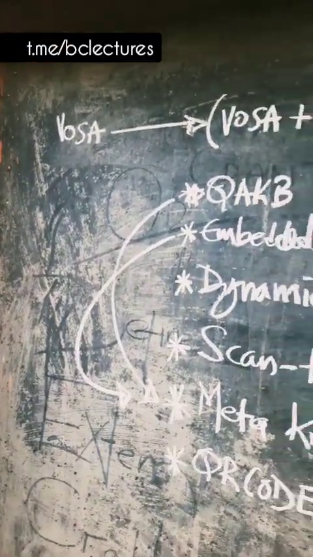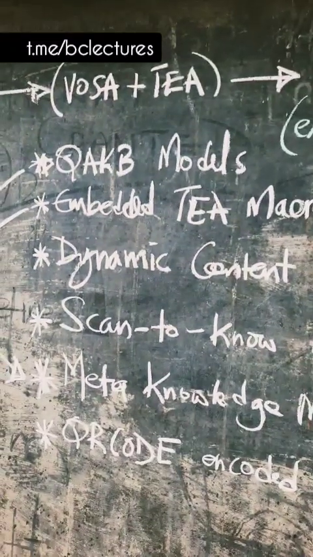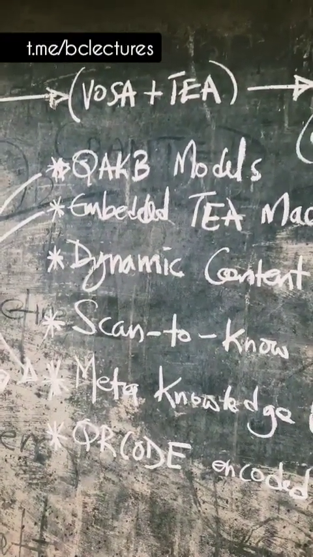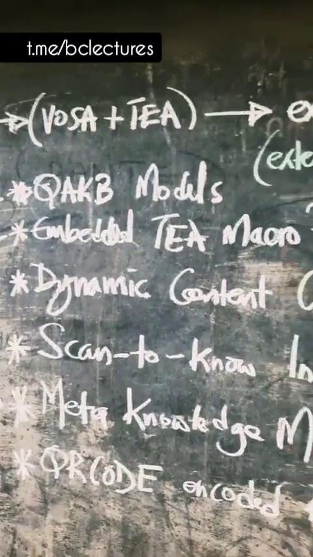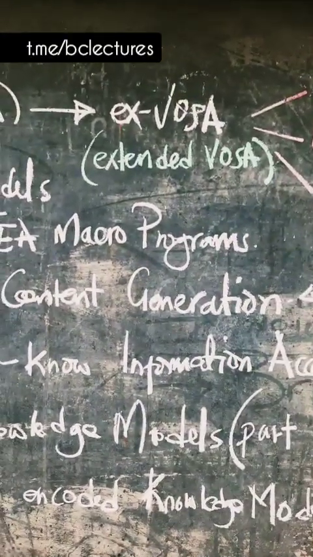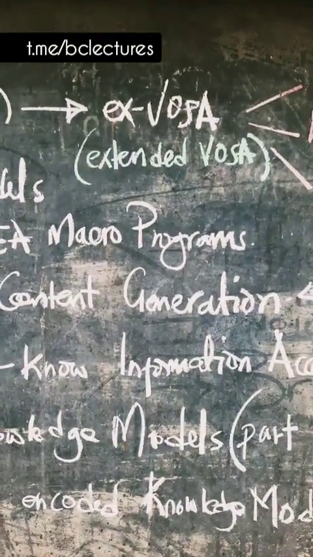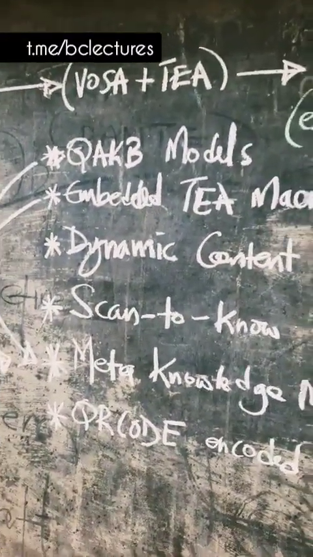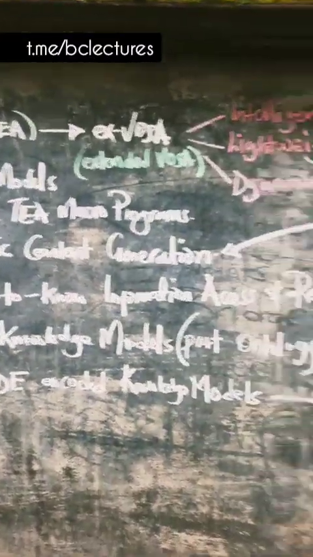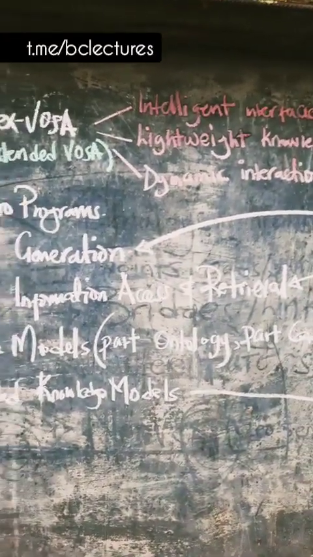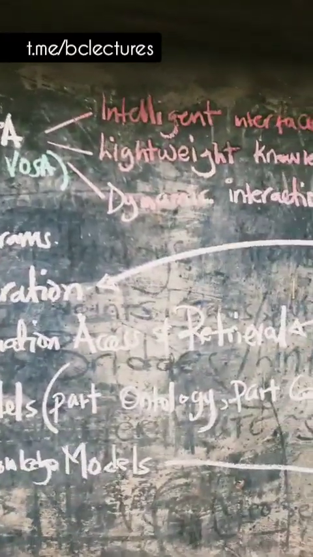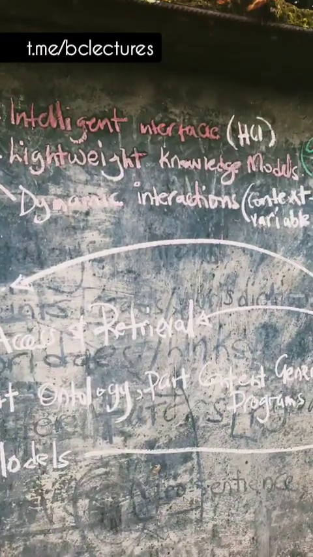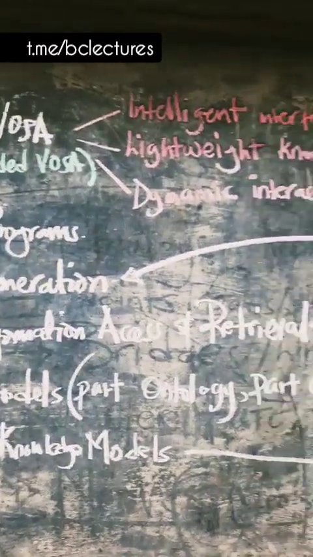So the old VOSA is to be tentatively combined with the project and work we've been doing with the transforming executable alphabet, the T language, to create what we call the extended VOSA. So what is likely to be part of that project after we combine these two is that we envision coming up with a more intelligent interface from the human-computer interaction angle.